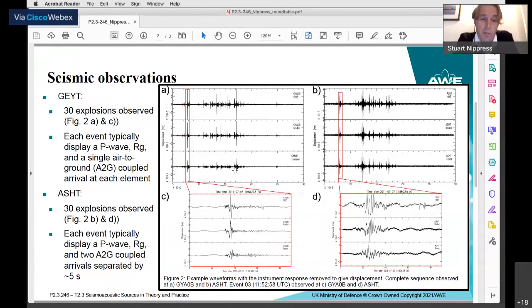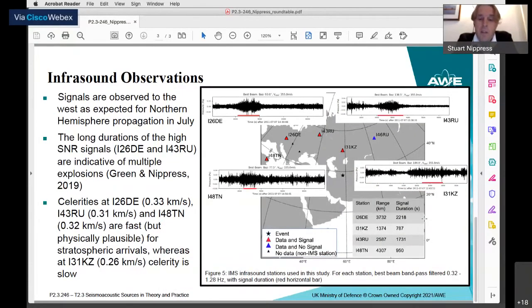If we look at the Guide waveforms, you can clearly see a P phase, an Rg phase, and at about 60 seconds, you can see an interesting air-to-ground coupled phase. On the right-hand side, at Ash, you again see these seismic phases clearly, but you see two air-to-ground coupled waves around 70 seconds. We use these P wave and Rg arrivals to estimate yield for the explosion. These explosions were also imaged on IMS infrasound arrays in Germany, Tunisia, Kazakhstan, and Russia, and we use these waveforms to also estimate yields for the explosions.